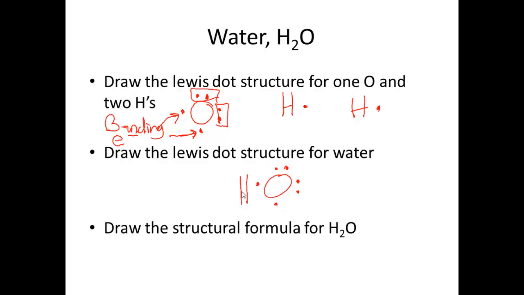And we have our hydrogen. Each of those hydrogens is going to bond to one of the bonding electrons. So you have your total number of electrons before and after.